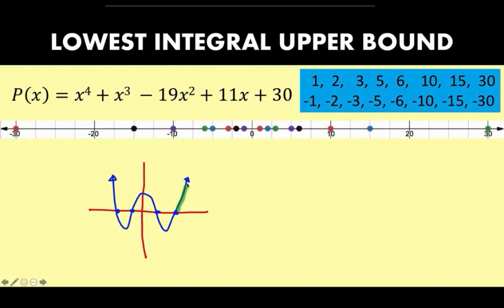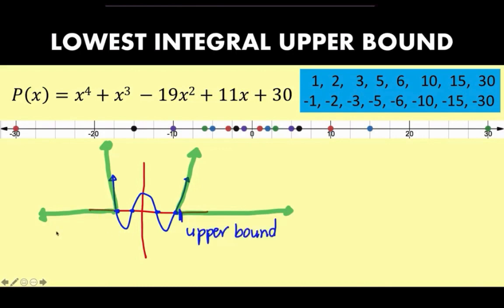From this point going here, the function just keeps going up. And from this point going to the right, there are no longer roots. And from this point going to the left, there are no more roots. We can now say that there could be an upper bound and a lower bound for the real roots of this polynomial. And if we can identify the lowest integral upper bound and the highest integral lower bound, we can narrow down our search for the roots in this part. That is what we are going to do next.